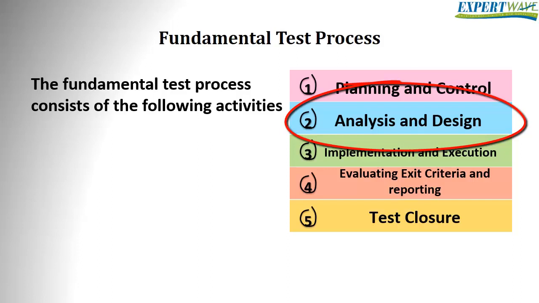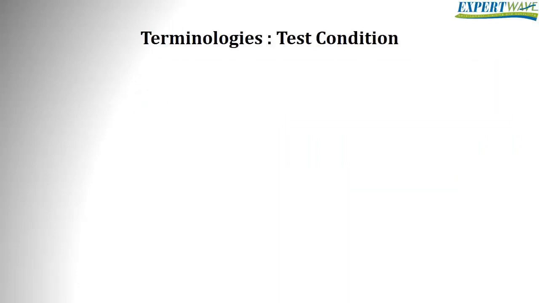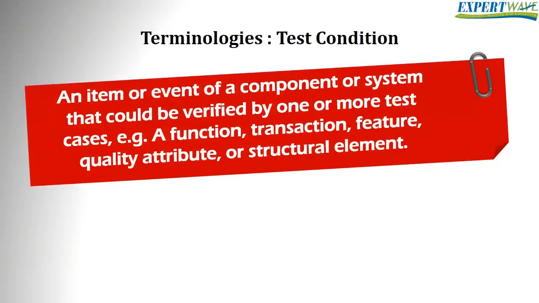In the analysis part of the analysis and design step, we should decide on the test conditions. So what is the test condition? A test condition is an item or event of a component or system that could be verified by one or more test cases. For example, a function, transaction, feature, quality attribute, or structure element. So any tiny minor thing that needs to be tested is called a test condition.